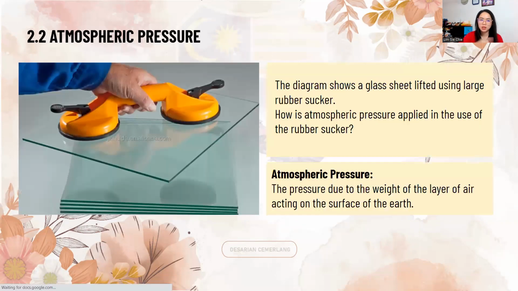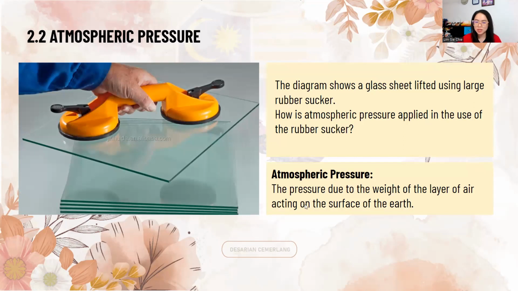Now let's move on. If you look at this diagram, the diagram shows a glass sheet lifted using a large rubber sucker. This is a rubber sucker. So how is atmospheric pressure applied in the use of this rubber sucker? I need you to ponder this question and give me answers and feedback in the class. So what is atmospheric pressure?